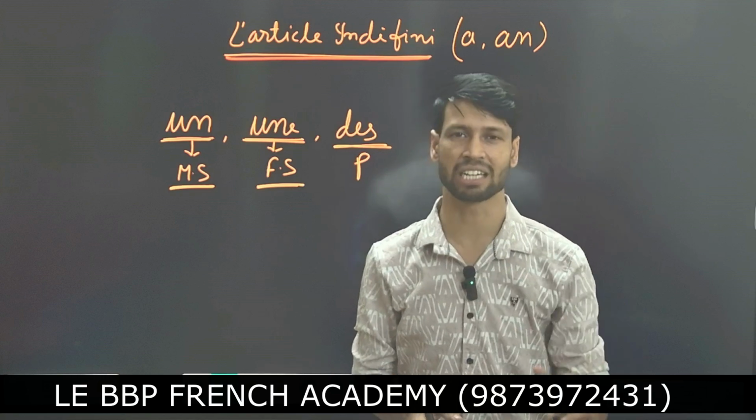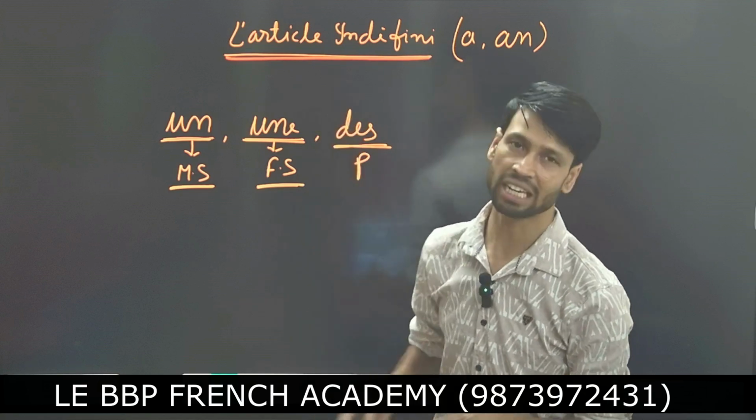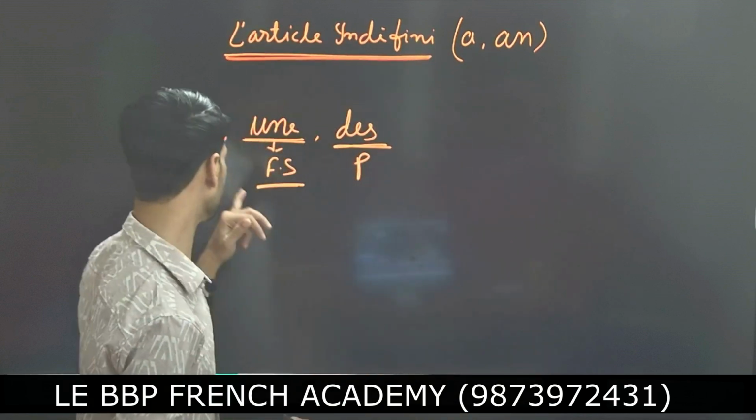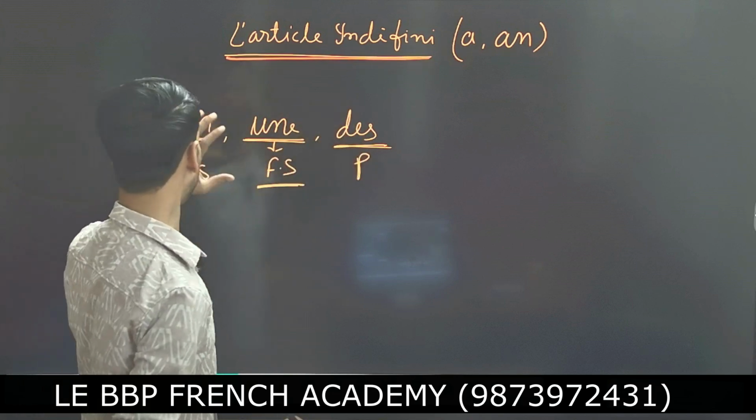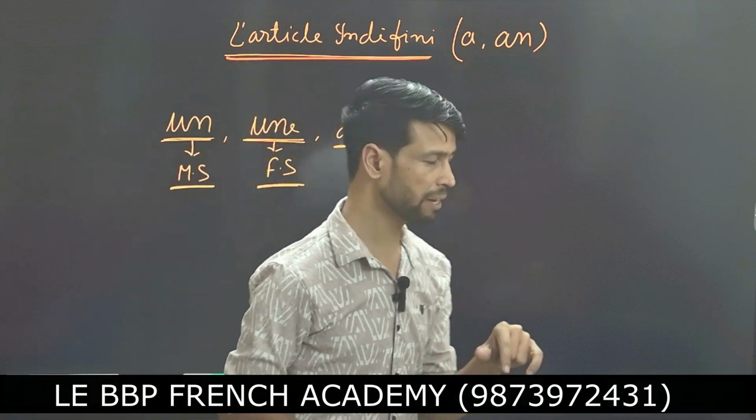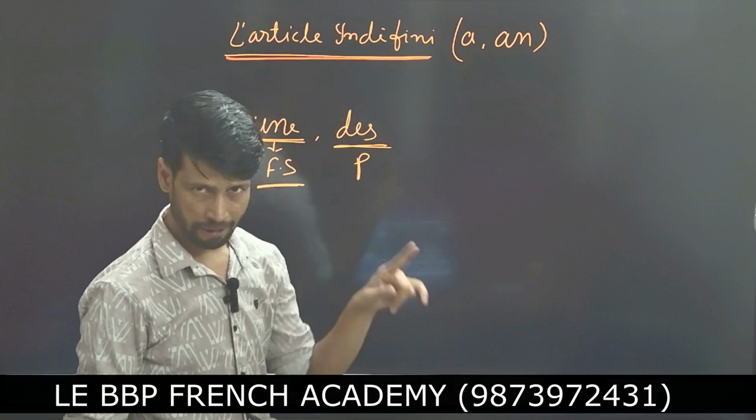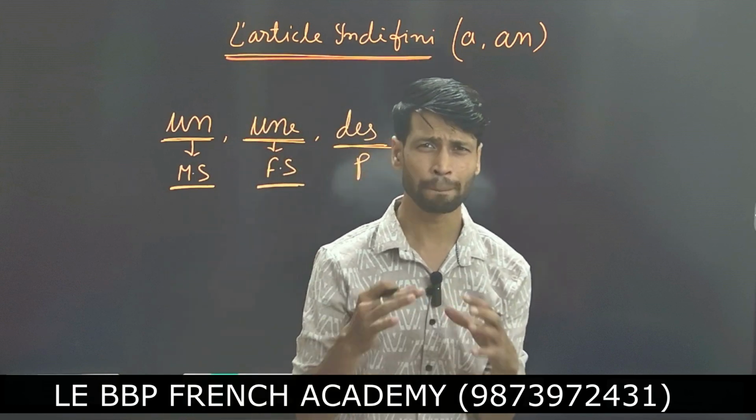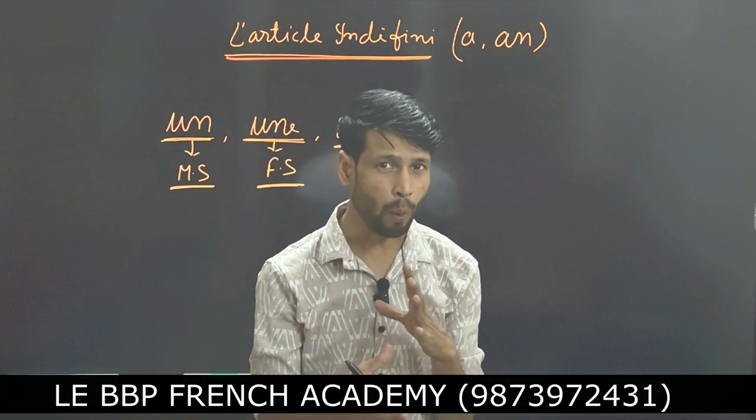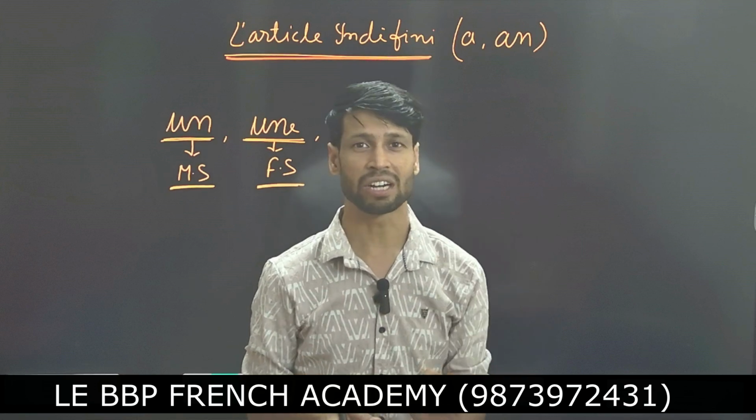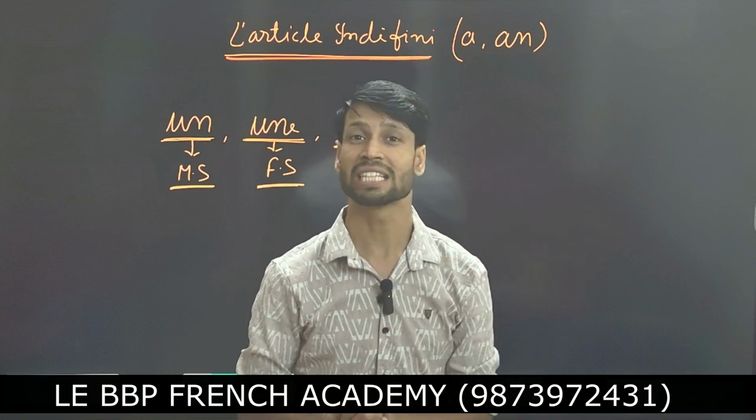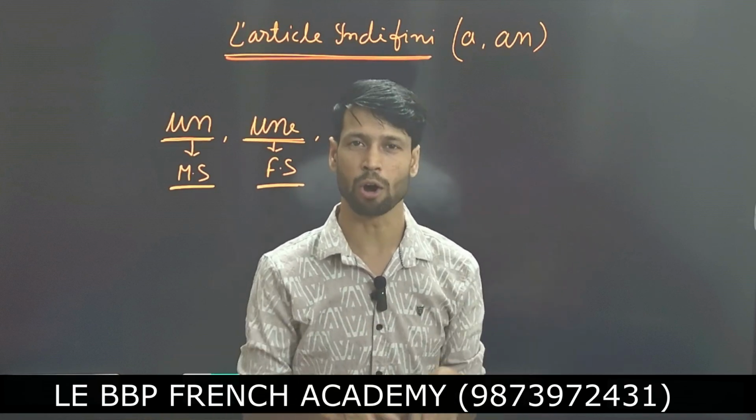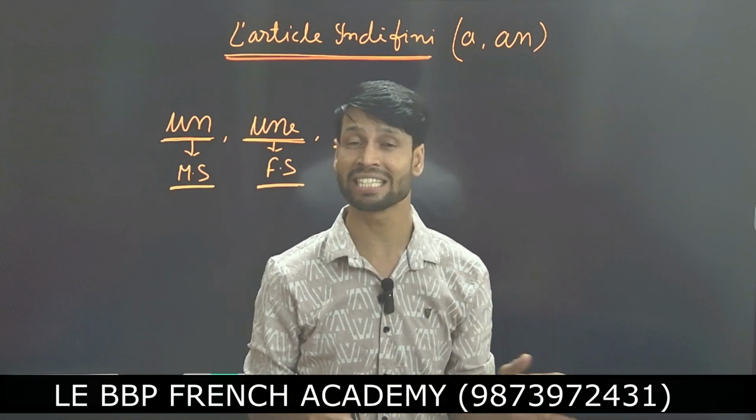There are four articles in French. So the first article here is l'article indéfini. In l'article indéfini we use un, une, des. Un is used for masculine singular, une for feminine singular, and des for plural. Okay, but the thing is, how do we recognize whether this is feminine, masculine or plural? There are so many objects, and it's not easy to recognize it.